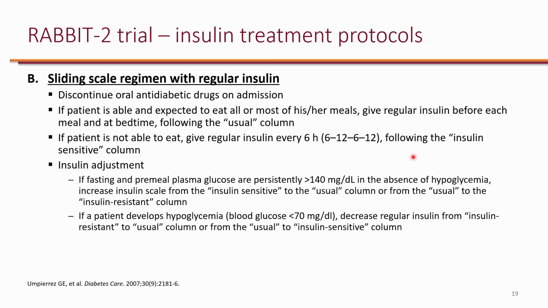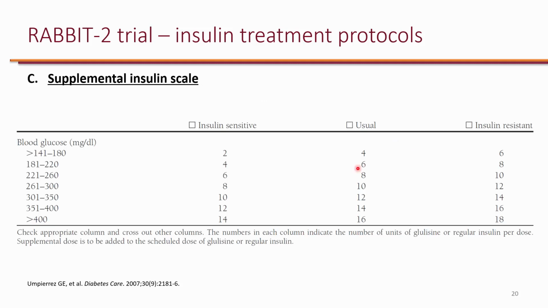And for the sliding scale, they would measure the blood glucose, and depending on what the blood glucose is, they would give some units of regular insulin. And here's the table for it. So patients would be placed on either the insulin sensitive protocol, the usual protocol, or the insulin resistant protocol, and then throughout the day, the nurse would measure the patient's glucose, and depending on the value, they would know how many units of insulin to give them.